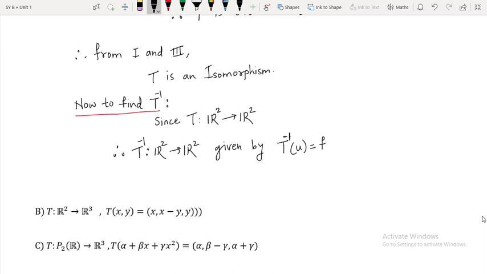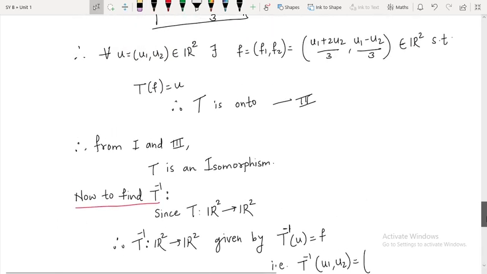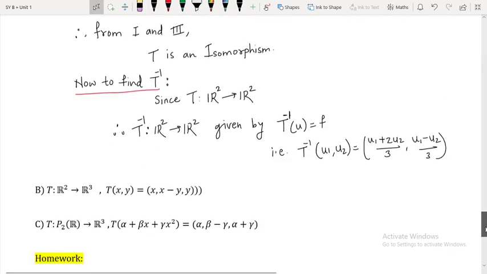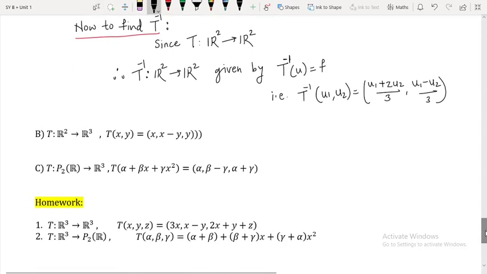that is nothing but T inverse of u, which is nothing but u1 u2, f is nothing but f1 f2. But what is the value of f1? That is important, okay. So the value of f1 is u1 plus 2u2 upon 3, and what is f2? f2 is u1 minus u2 upon 3, okay. So this is your T inverse, and that is what we wanted to do.